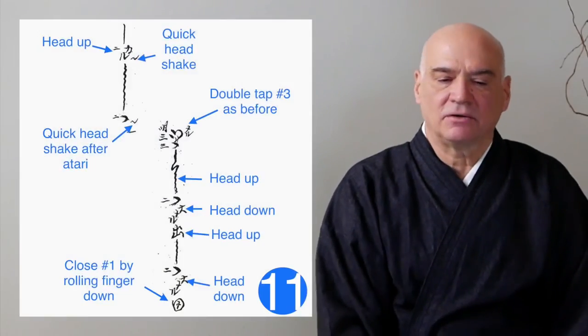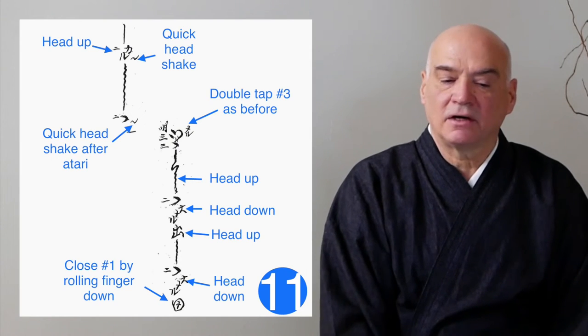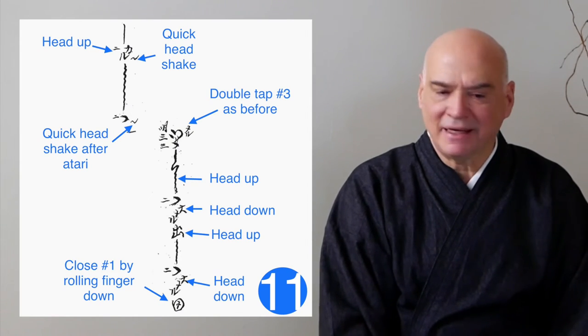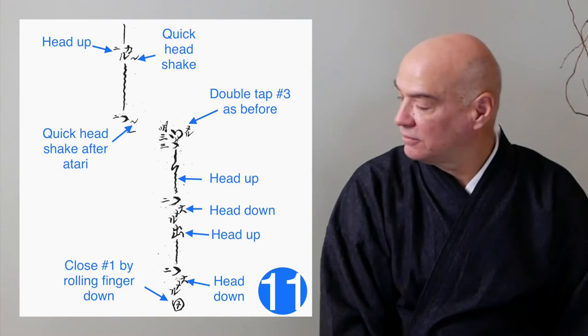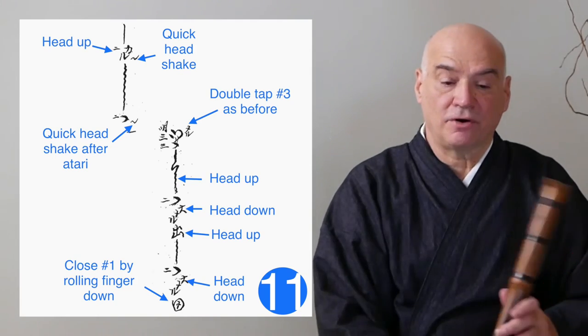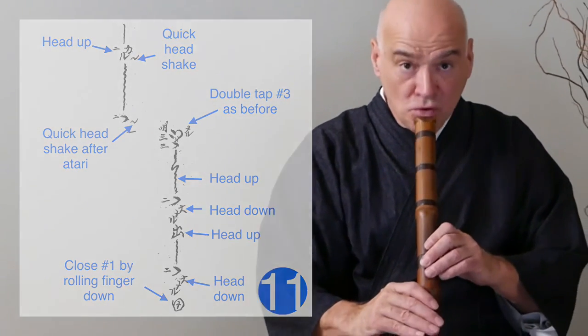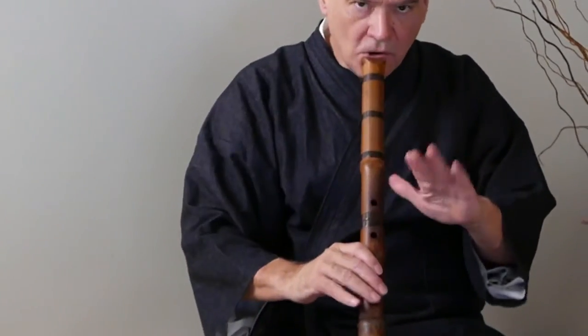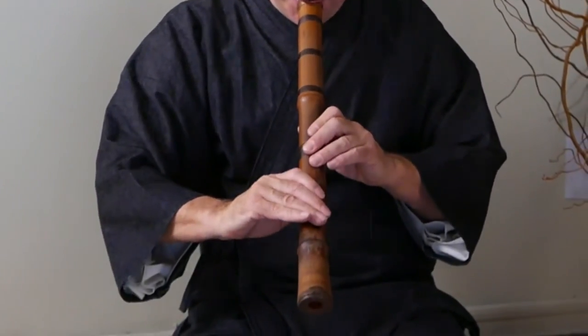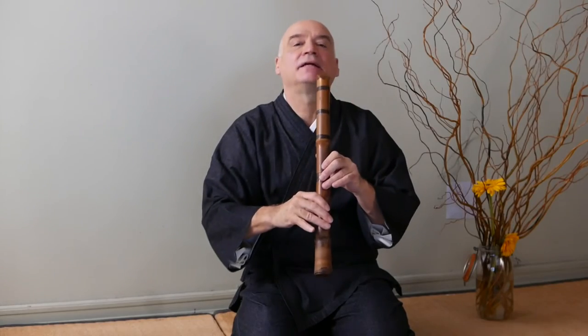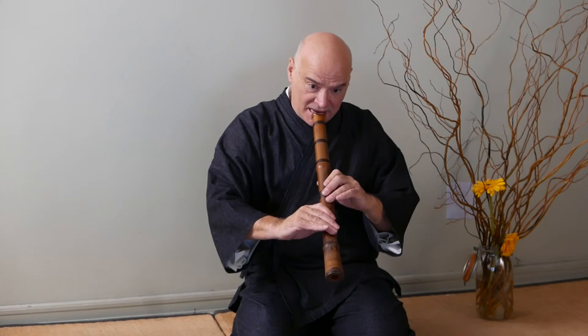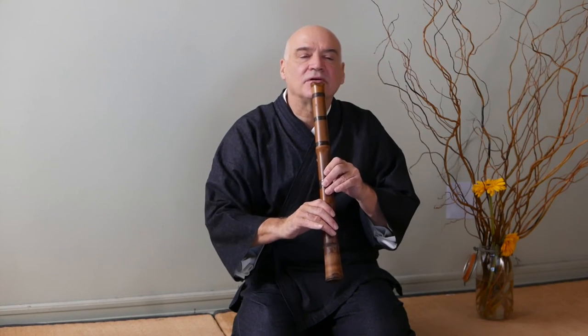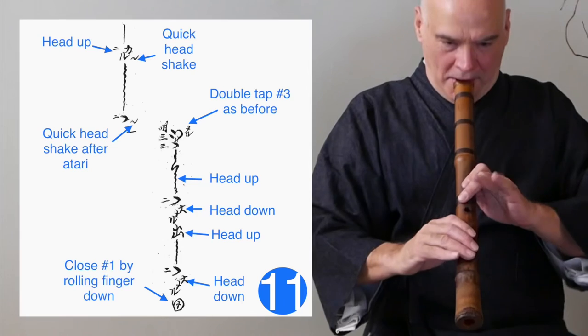Number 11. Now, the same start. We're going along as before. Now, keep in mind that when we get to the bottom of that line, you see that ro, dai meri there. You're already playing a sumeri, so when you're going to the romeri, you're just rolling that finger down. So it rolls down just a little bit, and then the head stays down. And then you're coming up on the second line.